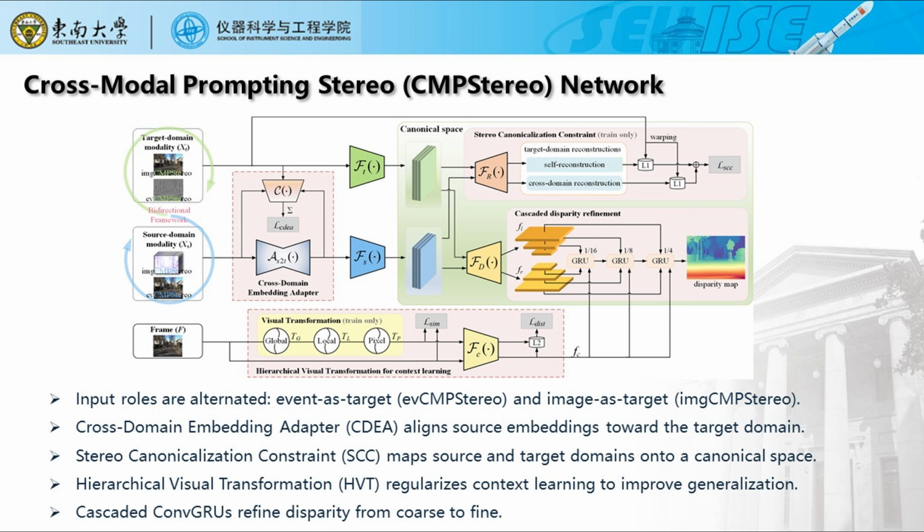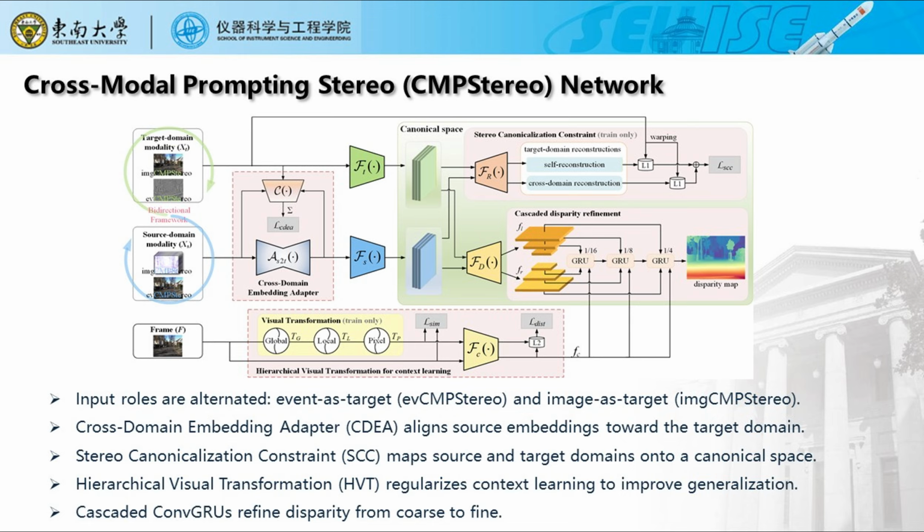As discussed in the previous slide, the key challenge in event frame asymmetric stereo is the large cross-modal gap between events and images. Therefore, the main goal of CIMP stereo is to align the two modalities effectively while preserving their domain-specific information. In our framework, we consider two asymmetric input settings by alternating the input roles.